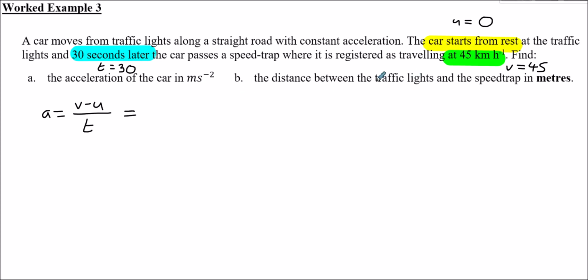And so v is 45, u is 0 because it starts from 0, and t is 30. It takes 30 seconds to make this journey to the speed trap. So just filling in what we know here. So u is 0, v is 45. So just type into your calculator, or otherwise you should find that this comes out at 1.5 kilometers per hour.